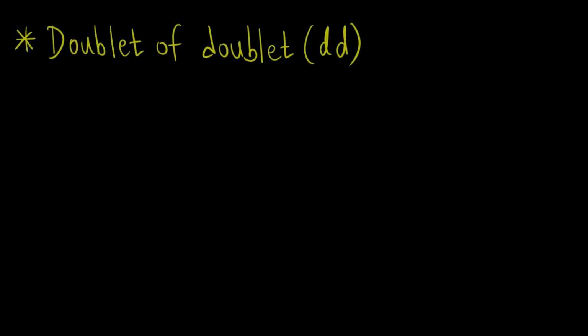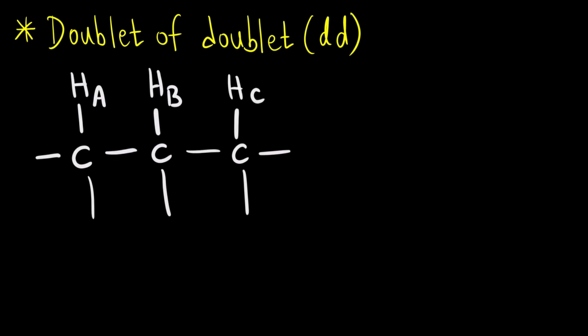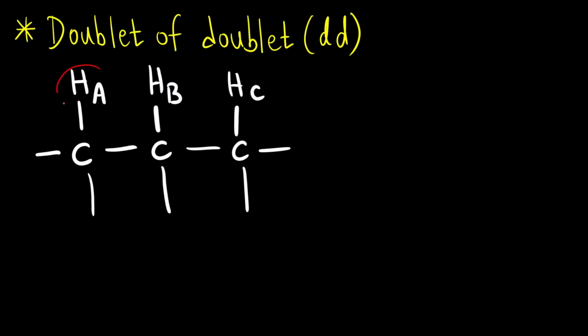Finally, what is a doublet of doublets? Here there are two hydrogens that are adjacent to HB, HA and HC. Now suppose HA is equal to HB is equal to HC. If all three are equivalent, then you get a triplet.